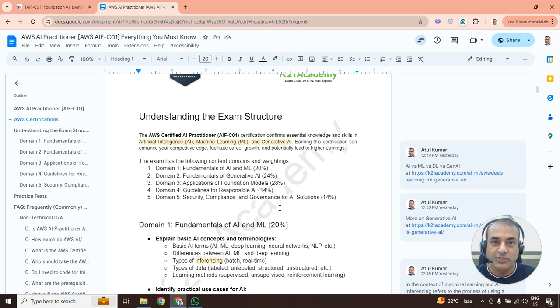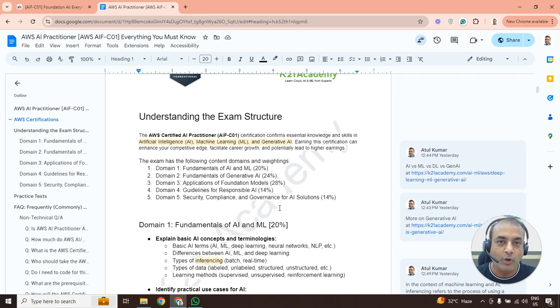Then there are the fundamentals of generative AI, which you might be hearing about with ChatGPT, a big implementation of generative AI. That's around 24%. Then 28% is the foundation model. Everything in generative AI revolves around the foundation model. So how do you apply those foundation models in day-to-day operations or business applications? Industry-wise, that's around 28%.